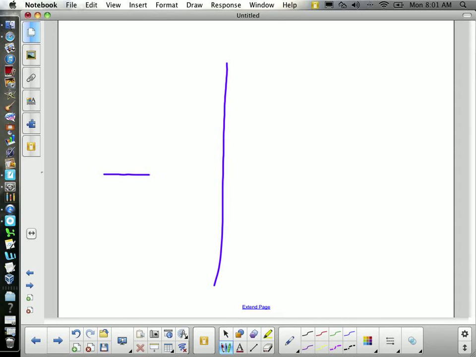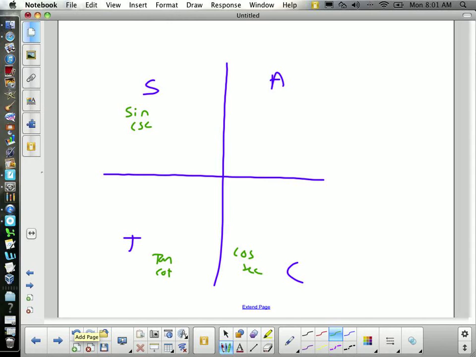If you remember, all students take calculus. All students take calculus. Okay? All functions are positive in this quadrant. Okay? So this means sine and cosecant, because they go together, are positive in this quadrant. This means tangent and cotangent, because they go together. And here it's cosine and secant, of course, because they go together.